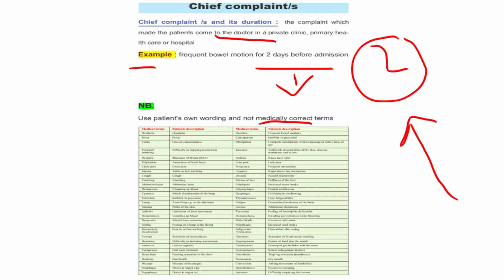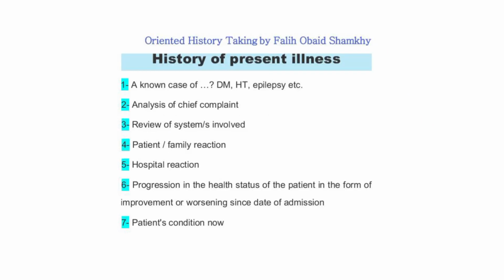Next, after chief complaints, we have a third thing, that is history of present illness. What is the history of present illness? A known case of diabetes mellitus, hypertension, epilepsy.